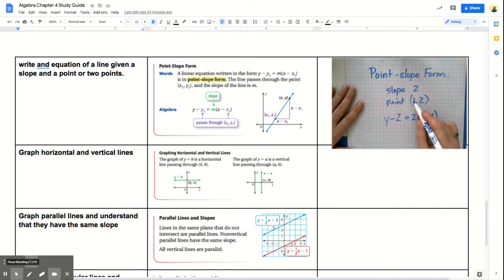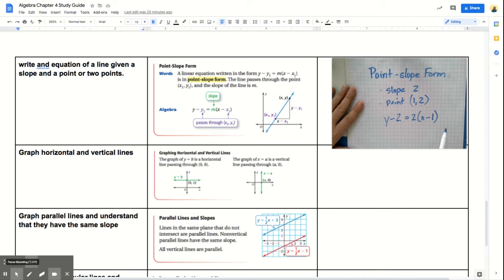So our x value here goes right there. Our y value in this ordered pair goes right there. And your slope goes right here. Okay? And so we have taken the slope and a point, put it into point slope form, and that is as far as you have to go with this equation.